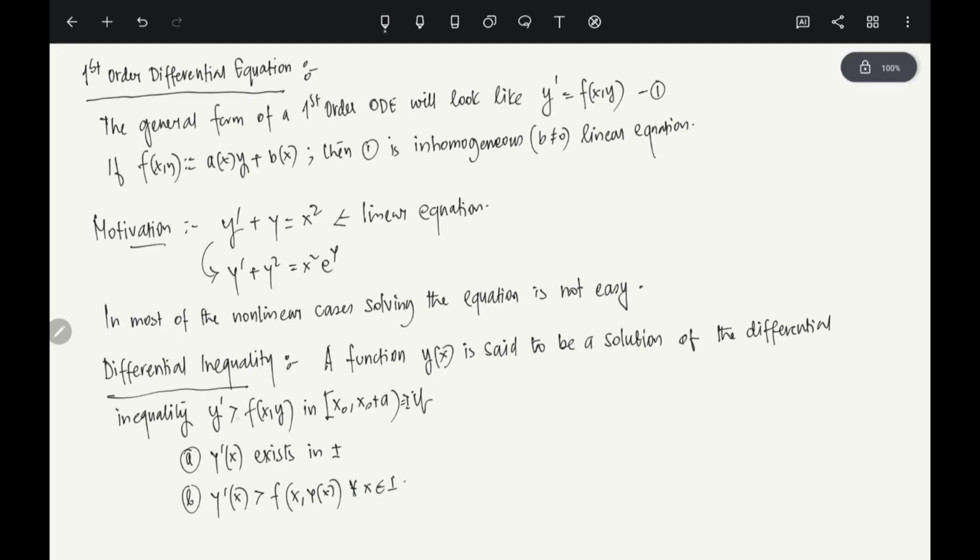If I change it to, let's say, less than, so y prime is less than f of x, y, then the sign changes. And if it is greater than or equal, then we also just have the equality here. So we can modify accordingly.